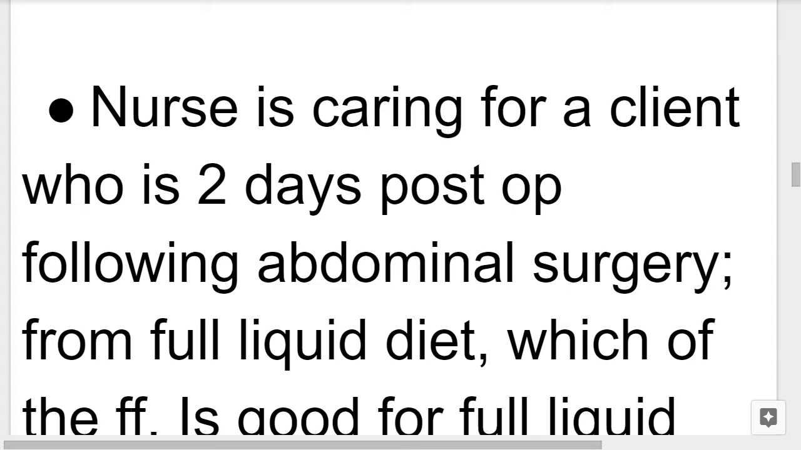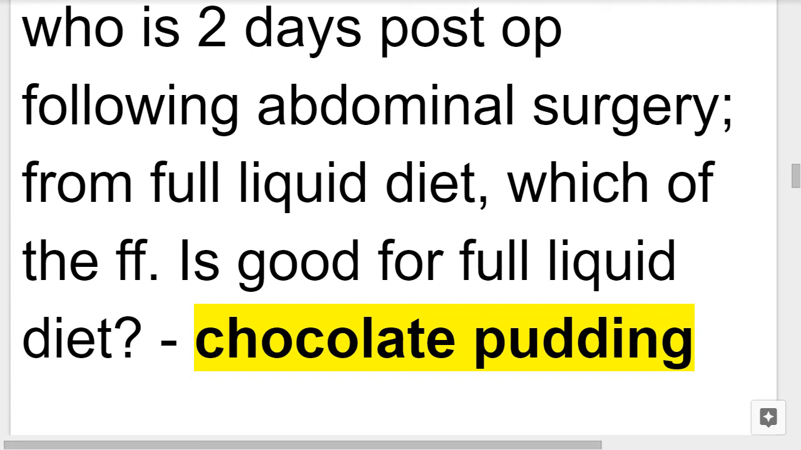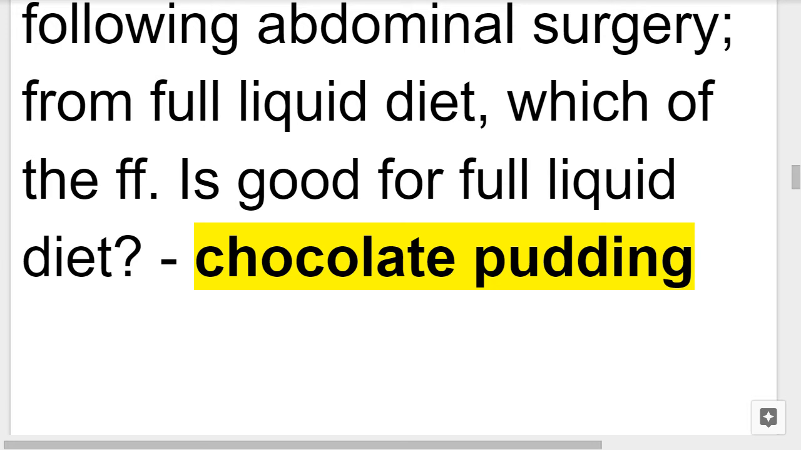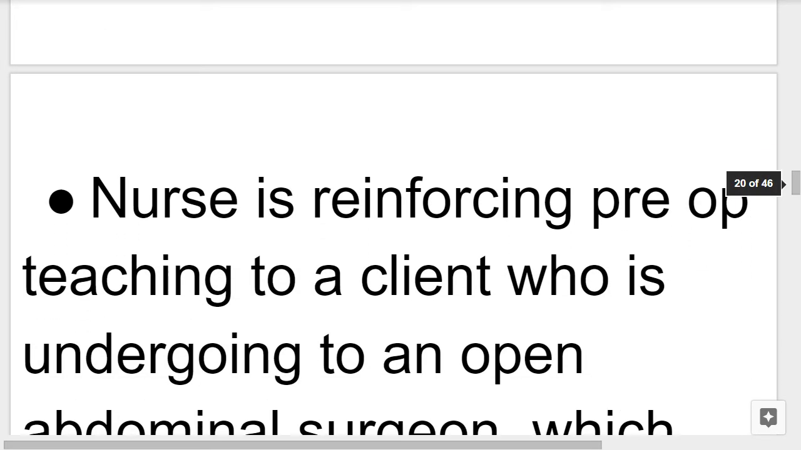Nurse is caring for a client who is 2 days post-operative following abdominal surgery on a full liquid diet. Which of the following is good for a full liquid diet? The answer is chocolate pudding. Full liquid diet is chocolate pudding. Believe it or not.